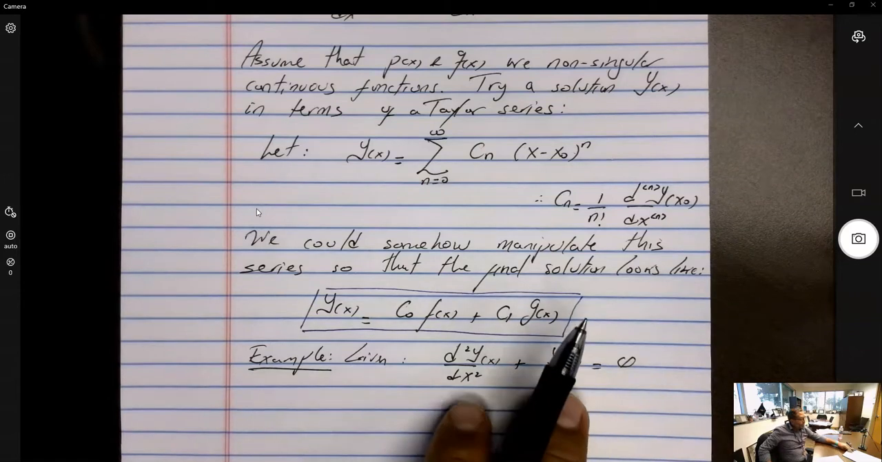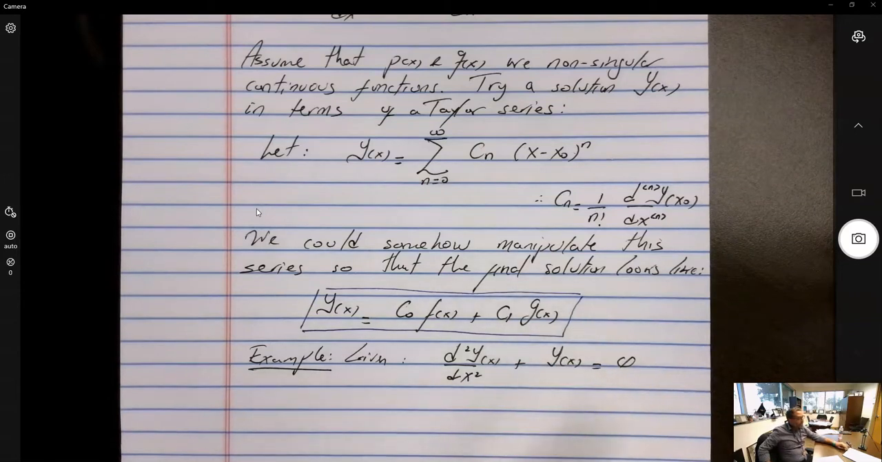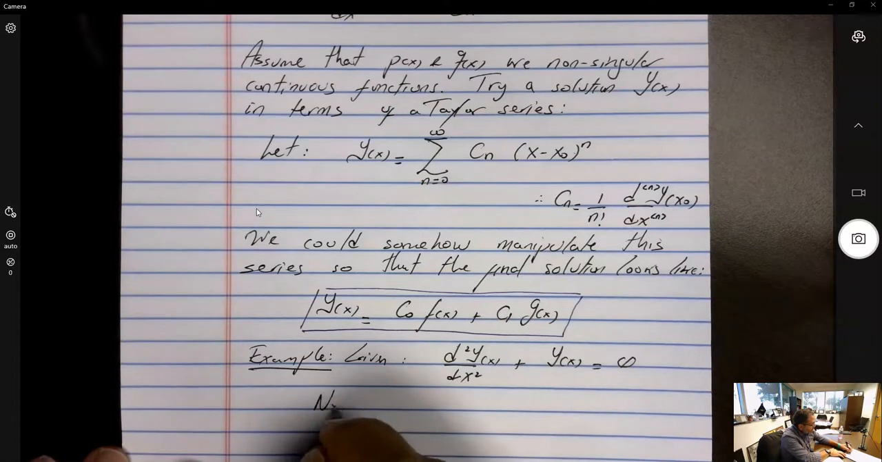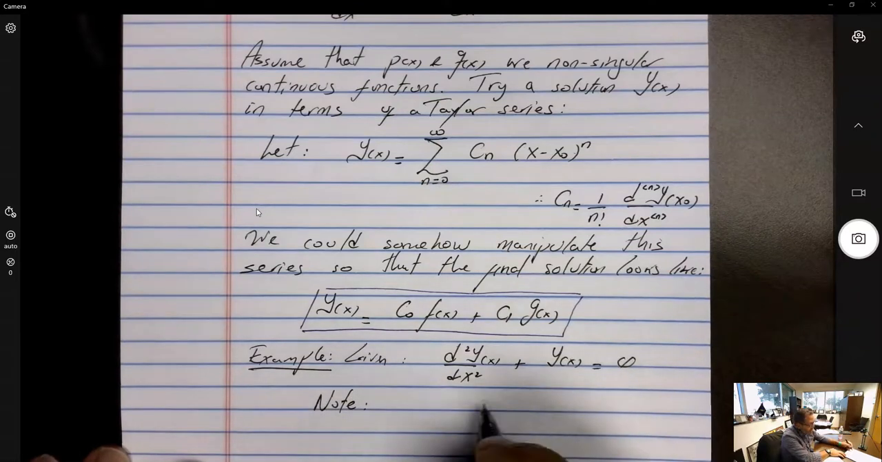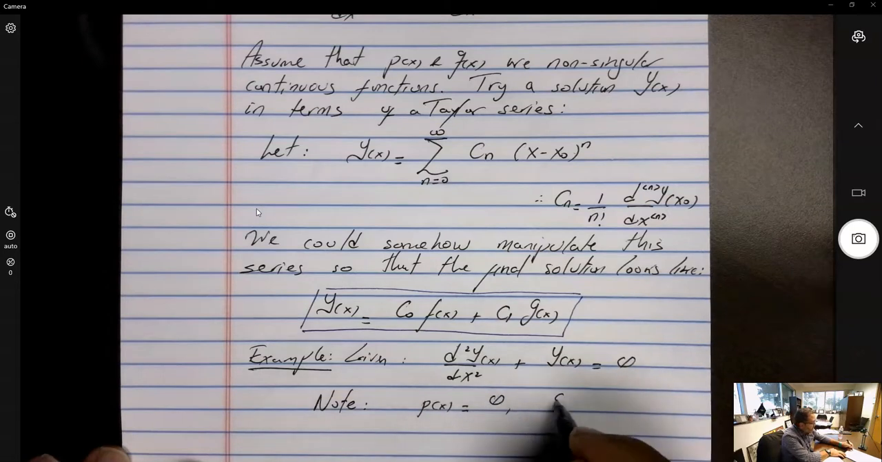We know this because we know how to solve constant coefficient ODEs. But let's see if we can actually use this approach to get to the same answer. It seems strange that we would get to the same answer using these polynomials instead of a general approach. So if you note, the first thing is that P(x) is equal to 0 and Q(x) is equal to 1, right?